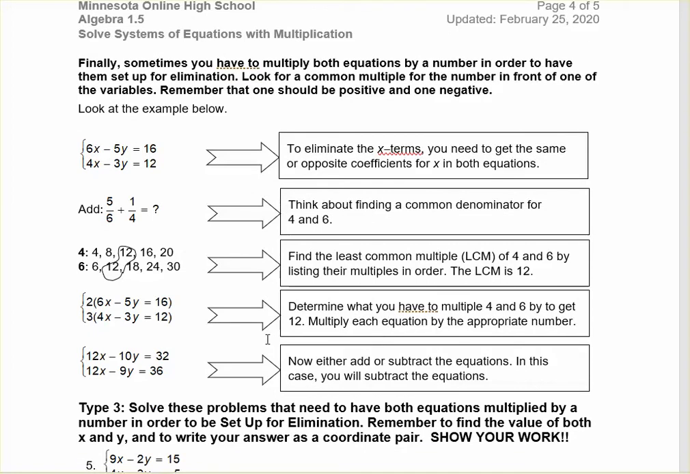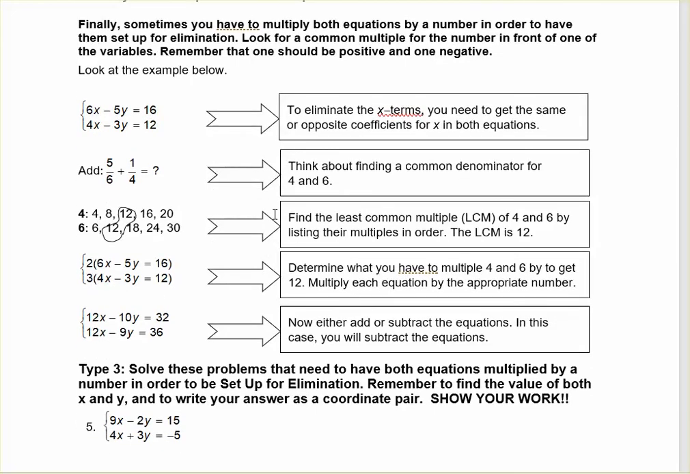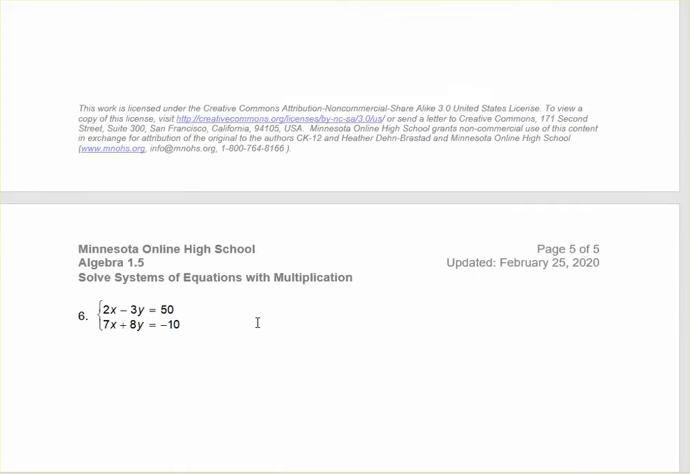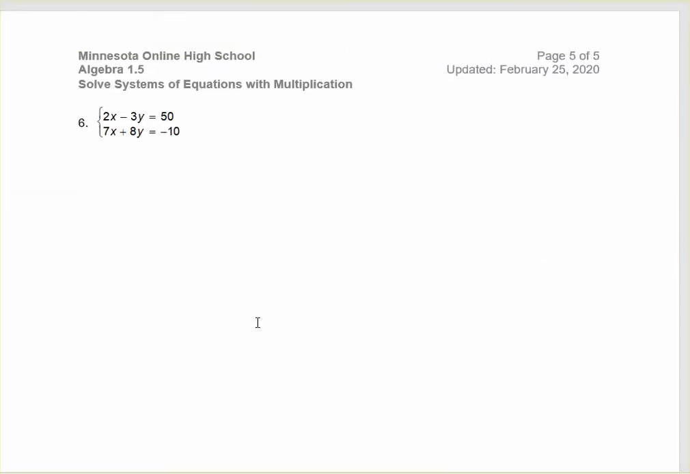And then finally, there are a couple of problems to solve where you have to multiply both of the equations by a number in order to get your opposite coefficients. So there's an example here to help you out. And then we're going to look at number 6 together. In number 6, our coefficients of the x are 2 and 7. Our coefficients of the y are negative 3 and 8.